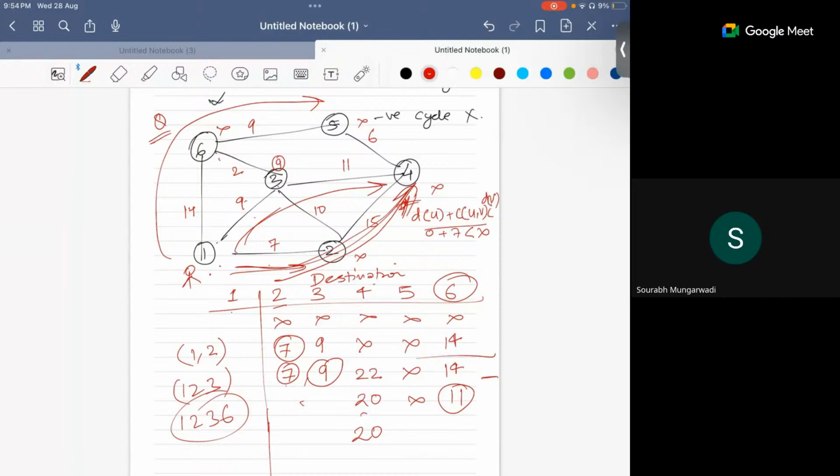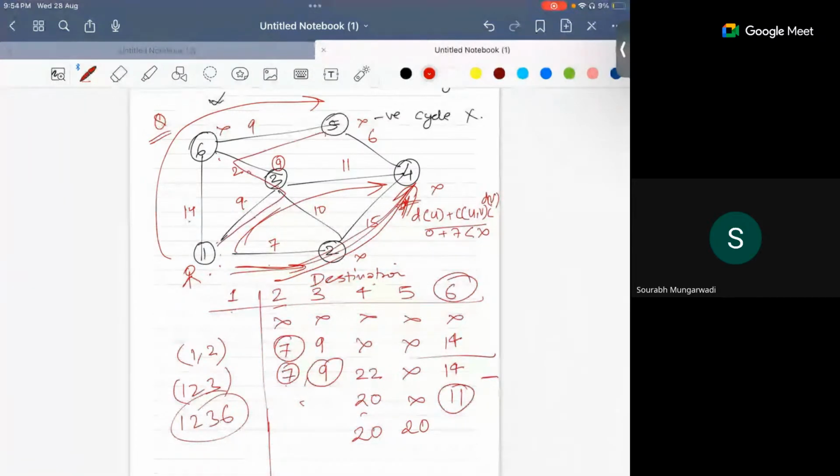1365 is much better, right? 9 plus 2 is 11, plus 9 is 20. Yeah, 20. Correct? 165 was also there, but it was costing 14 plus 9, right? 23. But here, if I'm going like this, it will cost me 20 only.